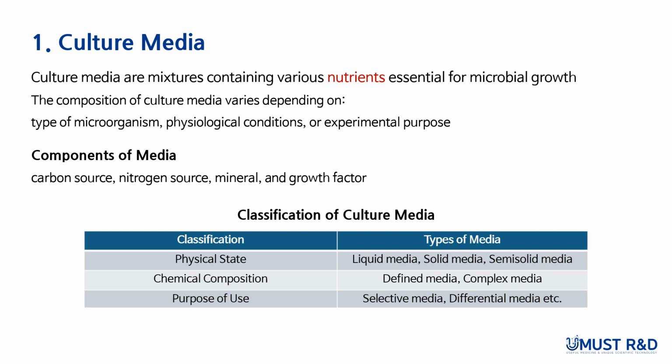Culture media can be classified based on various criteria. Firstly, they can be categorized by their physical state: liquid media, solid media, and semi-solid media. Secondly, media can be classified by chemical composition into two types: defined media, where the exact chemical composition is known, and complex media, where the exact composition is not fully known but contains ingredients like extract or digest.